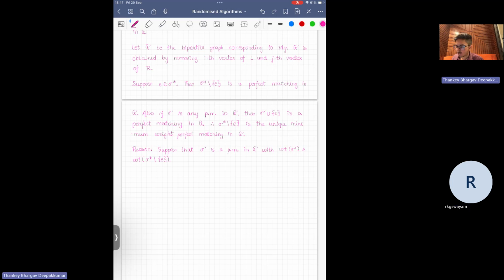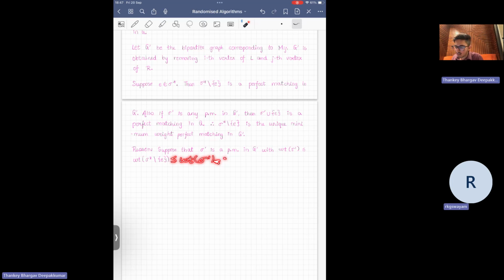Yeah, because, what are we claiming? That sigma star minus E is the unique minimum weight perfect matching. For this, three things should happen. This should be a perfect matching, which we have shown it is. It must have the minimum weight. So for any sigma prime, this should happen. If sigma star minus E has the minimum weight, then no perfect matching can have a smaller weight, so every perfect matching's weight is greater than or equal to that weight.